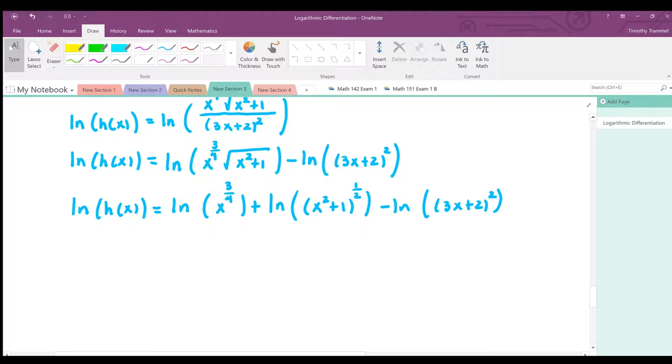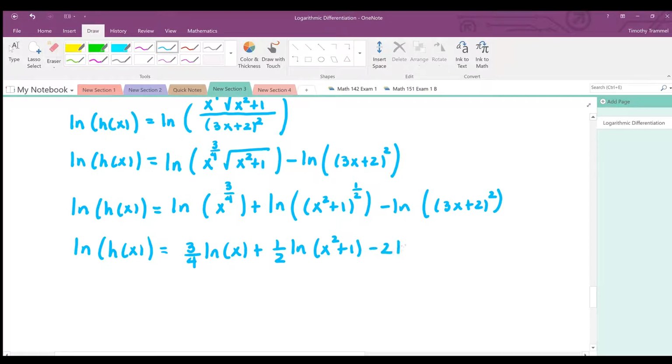We have one more log property that we can use here, and that is we can bring all those exponents out in front of the logarithms. So we can finish expanding this, and we get 3/4 times the natural log of x plus 1/2 times the natural log of x squared plus 1 minus, and I want to bring out that 2, so minus 2 times the natural log of 3x plus 2.